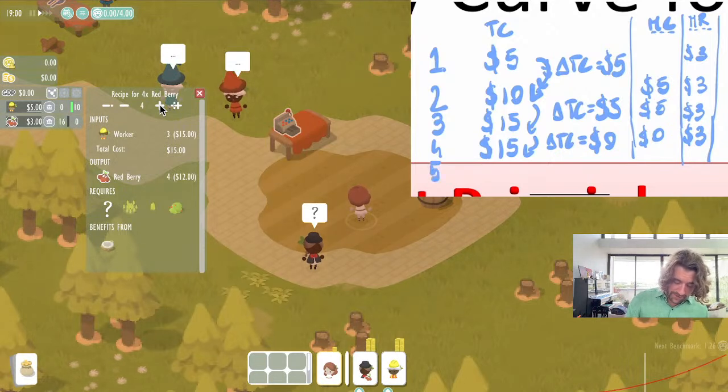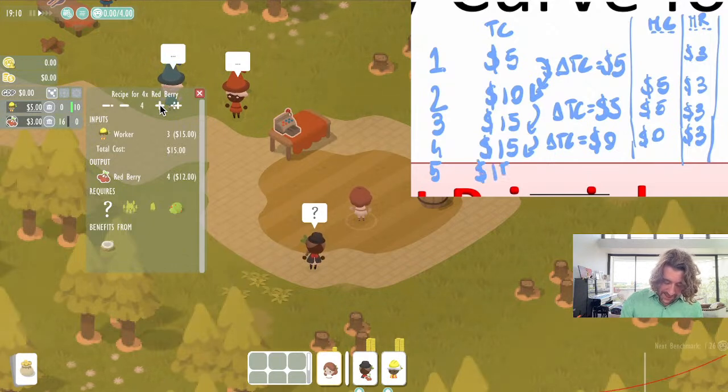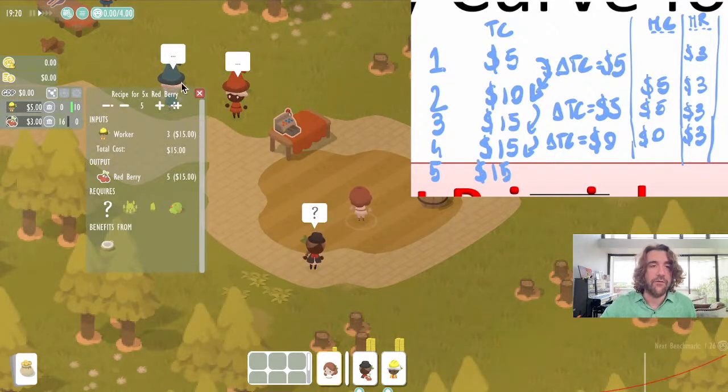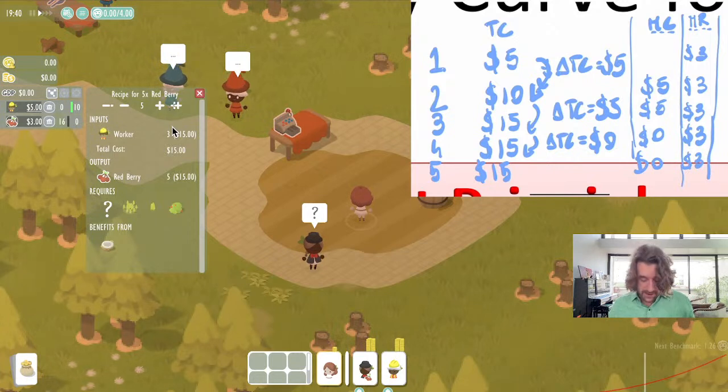Let's have a look at the 5th, and then maybe I'm going to stop here because I don't want to give up too much. But let's say the 5th one, you're going to see, if I click here, that the 5th unit can also be produced using only 3 workers. So again, the marginal cost is equal to 0 here. So this sounds like an interesting part of the production function.